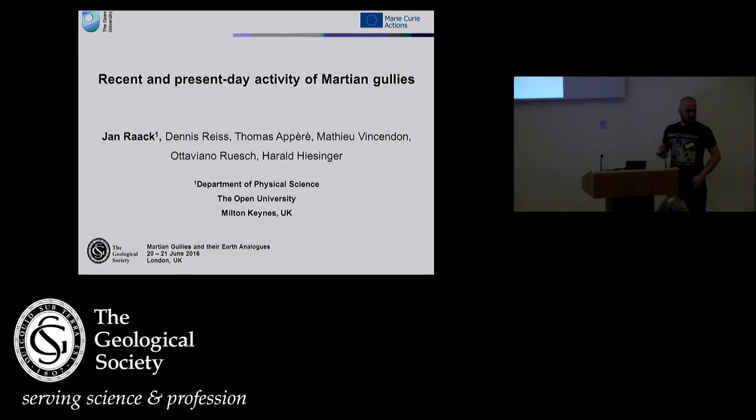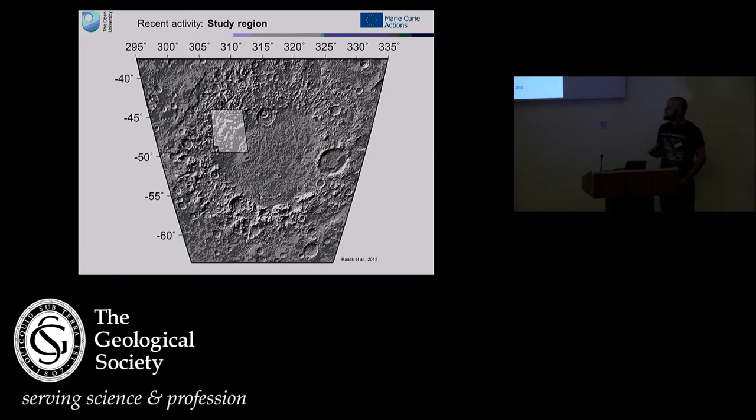So yes, thanks. I have two different topics in my talk. I will start with some examples of recent and very young activity and ages of gullies. First, I have a study region at the mid-latitudes. This is the Ajaya impact basin at the mid-latitudes of the southern hemisphere on Mars.